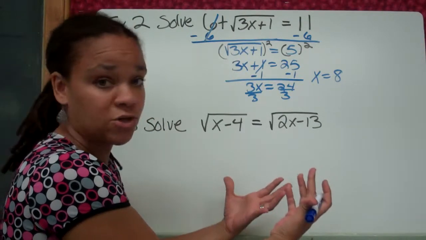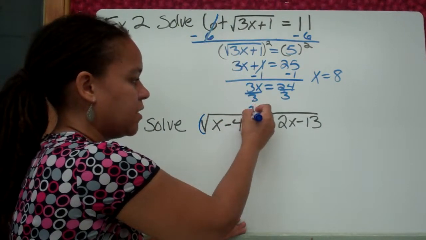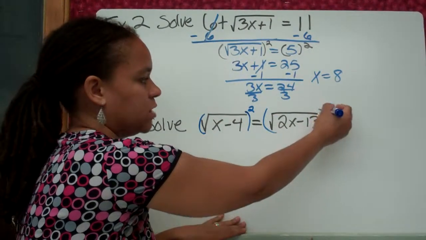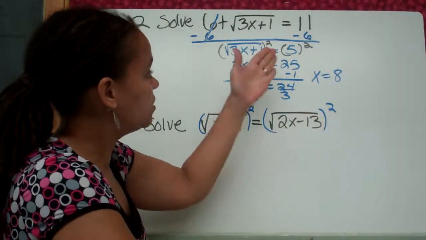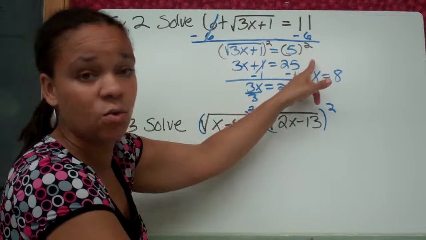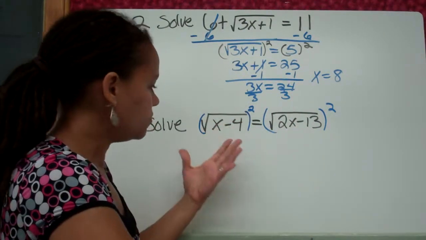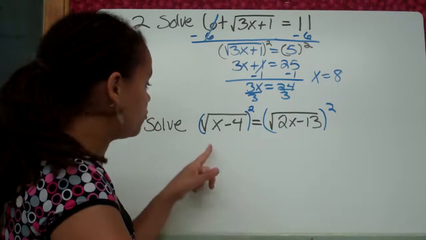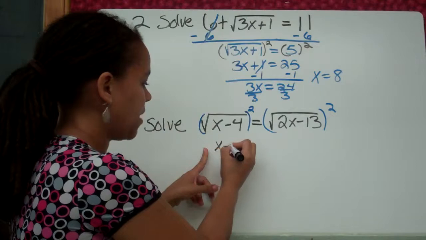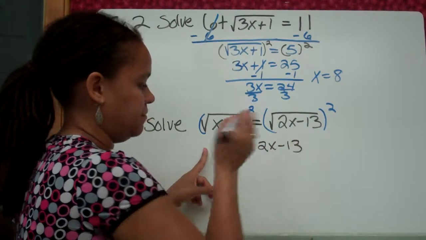Because it's an equation, whatever you do to one side, you do to the other. We're going to still square this, and we're going to square this side. If I square one side, I have to square the other. So it's no different than up here where I squared this and I squared the number. Now I'm just squaring 2 things that have radicals. Once you square them, they get rid of the radicals, which is nice. So now you're just left with x minus 4 is equal to 2x minus 13.